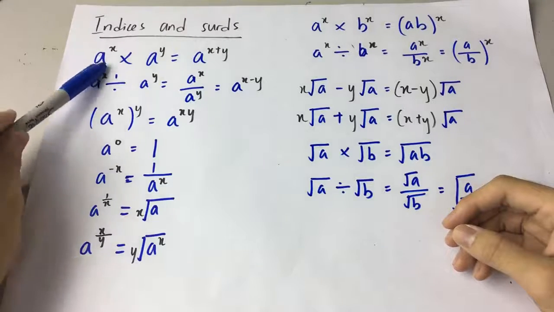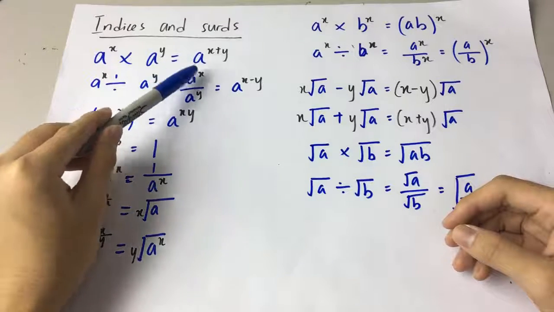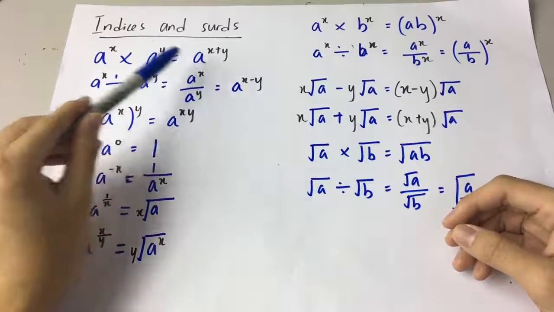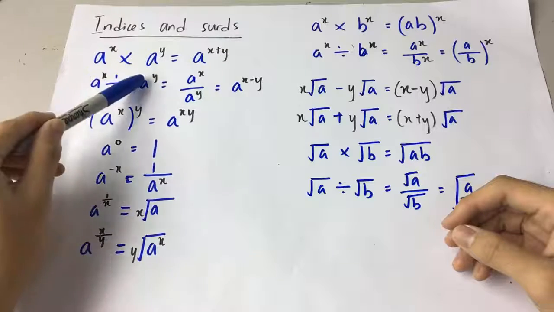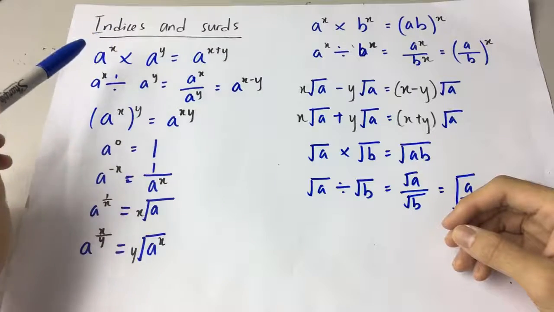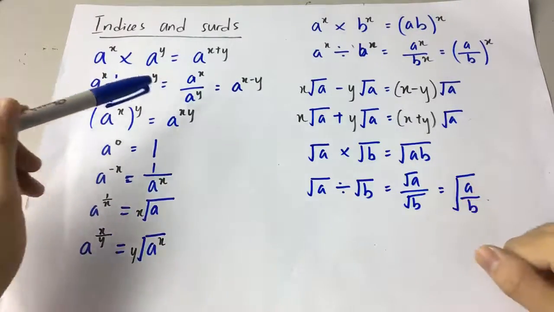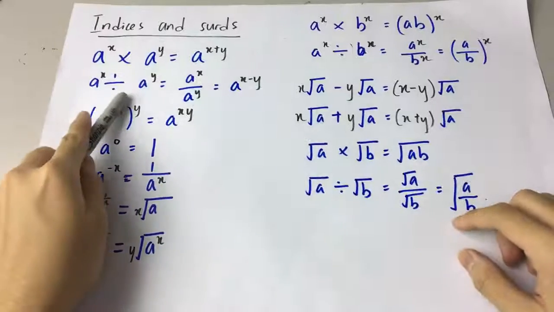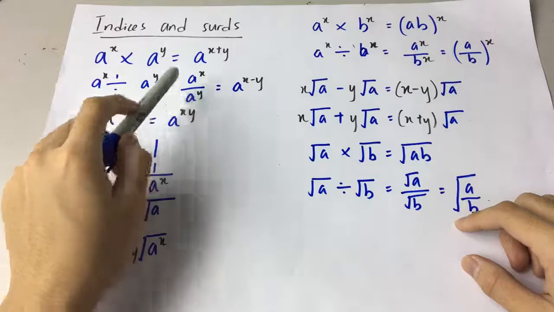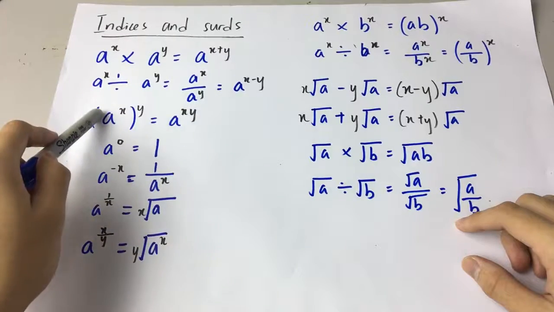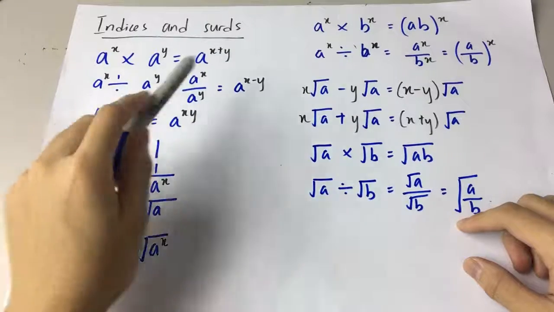So when you see a to the power of x multiplied by a to the power of y, that means a to the power of x plus y. When you see multiply and have two same bases, these are called bases, a is called the base, and x and y are called the indices. So you just add the two indices together. Next one, a to the power of x divided by a to the power of y. That means it can be written as this form or this form, and you will get the answer as a to the power of x minus y. When you see divide, you just minus it.